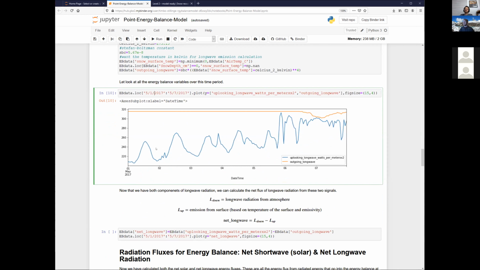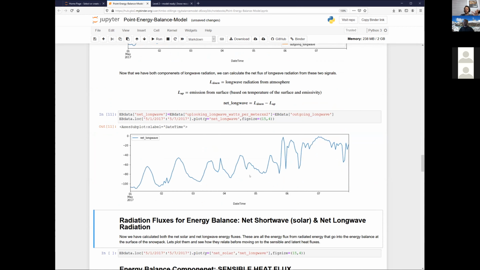So now that we have both of these components, the long wave radiation coming into the snowpack and the long wave radiation being emitted from the snowpack, we can figure out the net flux of long wave radiation, the net long wave, which is what we're interested in for the energy balance. It's basically the total amount coming down towards the snowpack minus the amount of energy leaving the snowpack. When we do that equation and plot it, we get this graph, which shows the net flux of long wave radiation at the surface of the snowpack at each hour over the 7-day period.